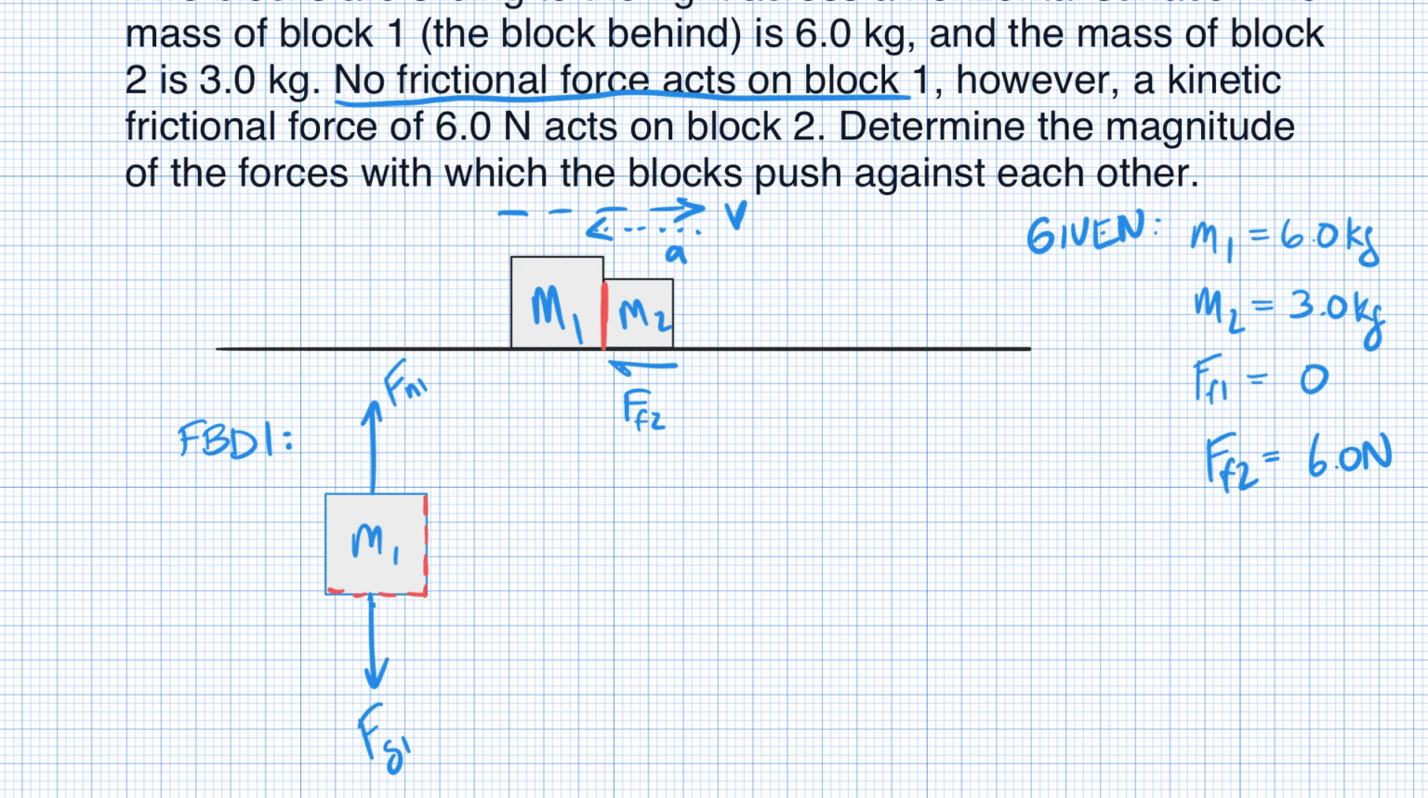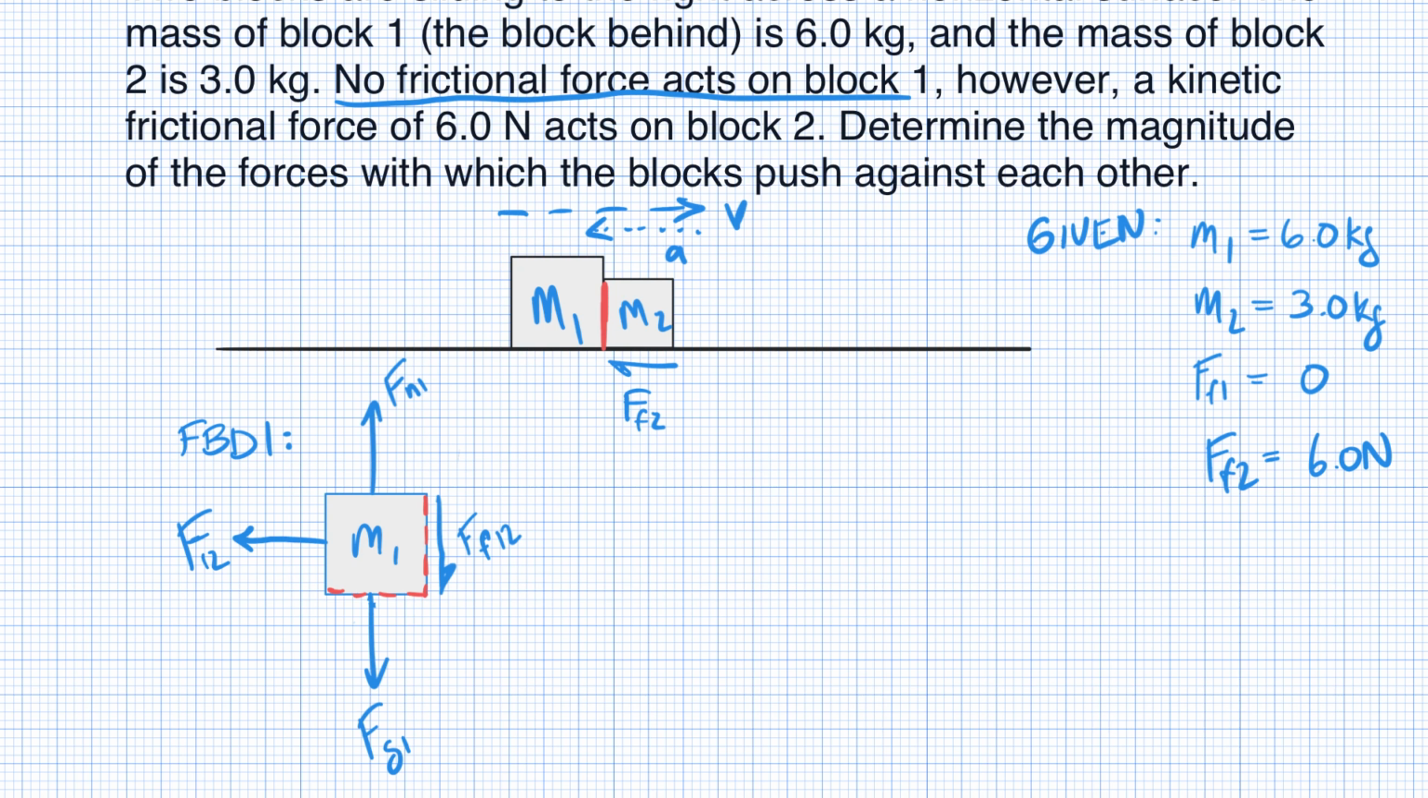So it also has a normal and potentially a friction force, although no one drew the friction force. I suppose the sentence says no friction force acts on block 1, so perhaps that was correct. But anyway, we'll go ahead and draw it in here just for completeness, and we'll draw the normal force, which I'm going to call F12.